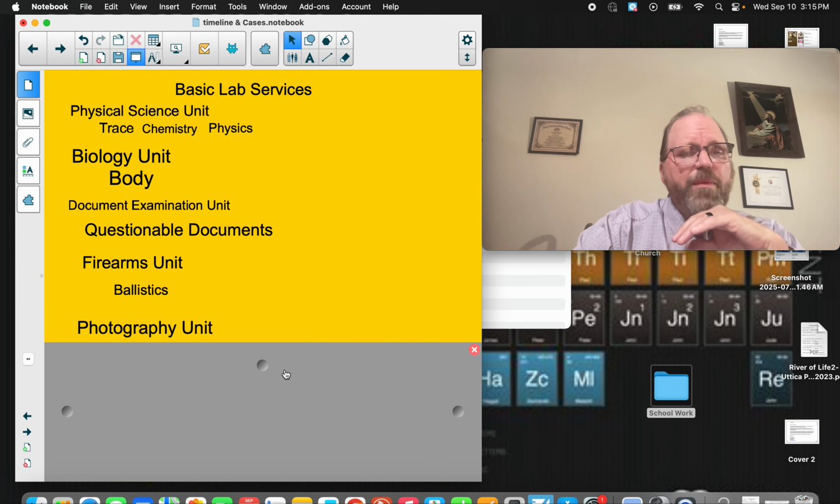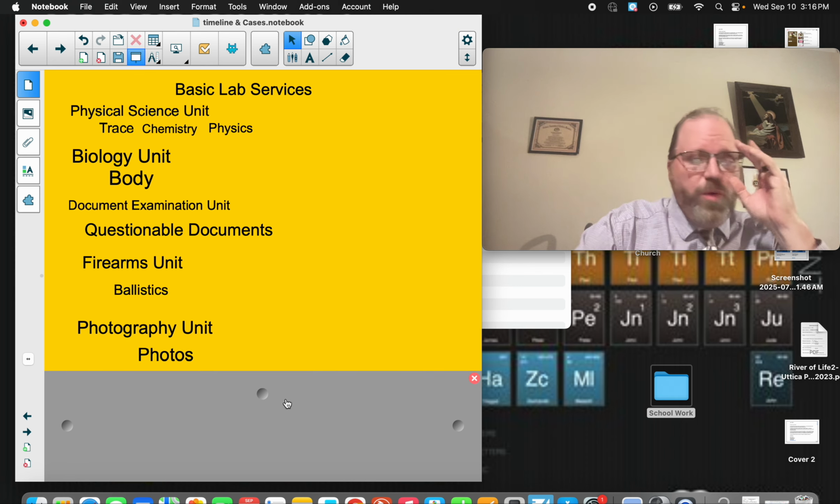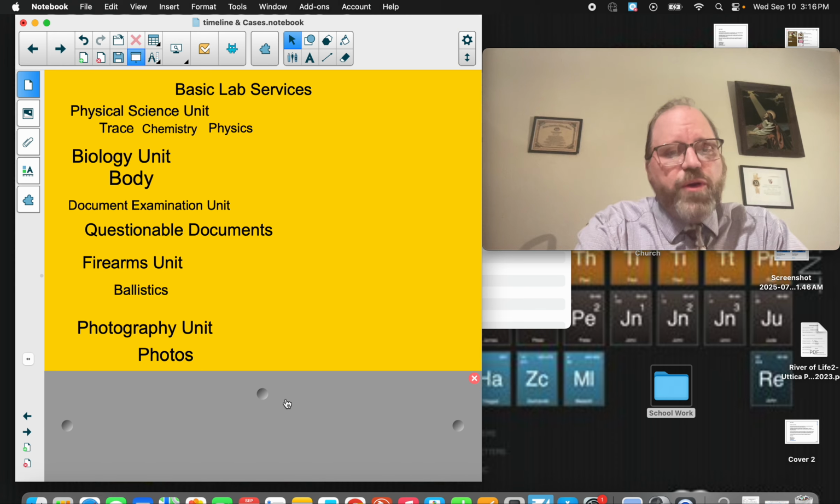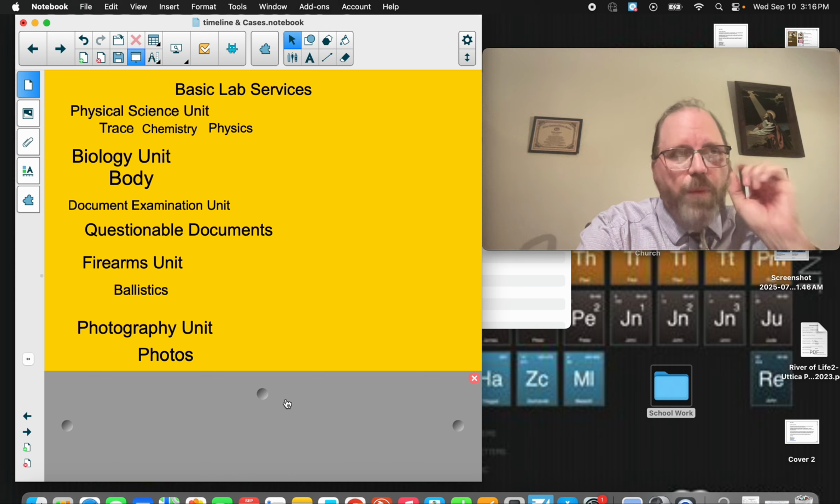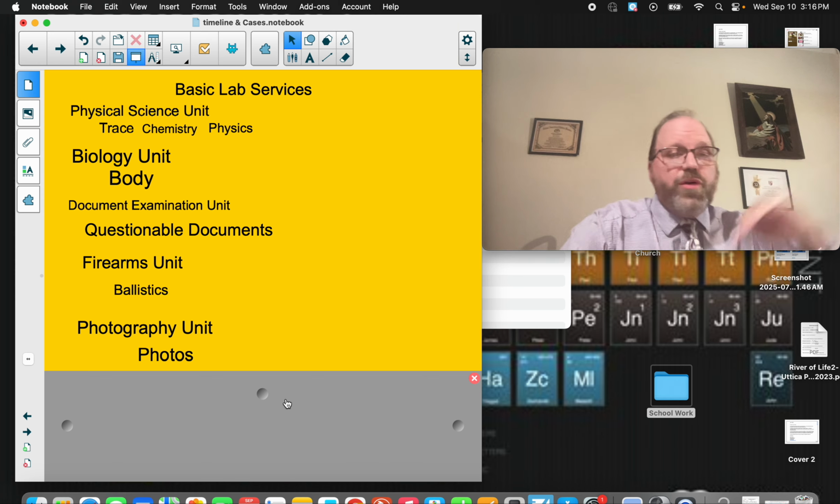And the last one there is the photo unit. This one we'll talk about later on. Photos are incredibly important because they help us to remember what happened long after the crime is over.